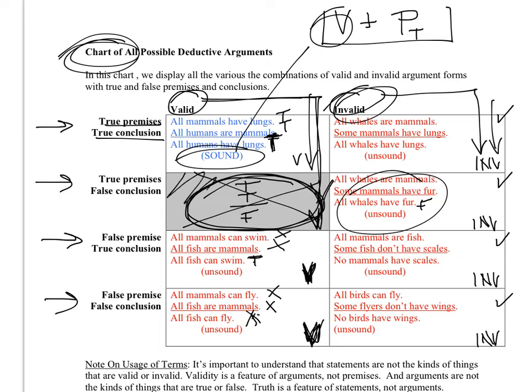So this gray area is not filled in for lack of imagination or for laziness. It's not filled in because it's logically impossible given how validity is defined.